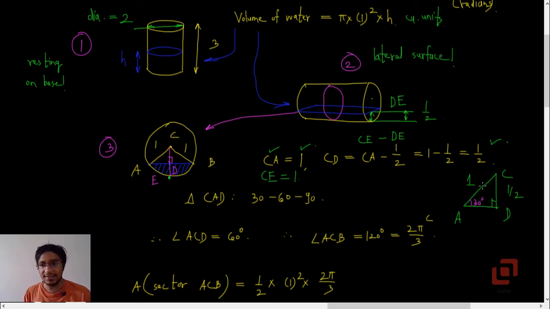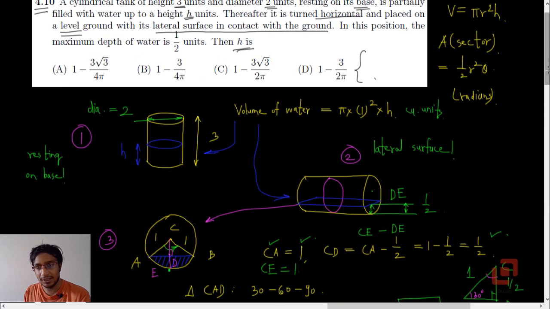Yes, so ACD, the central angle, is 60, but that is not the angle that we want. We want twice of that angle, that is ACB. And because these two triangles are congruent, angle ACB will be 120 or 2 pi by 3 radians. And this is where I will now use the area of the sector formula.